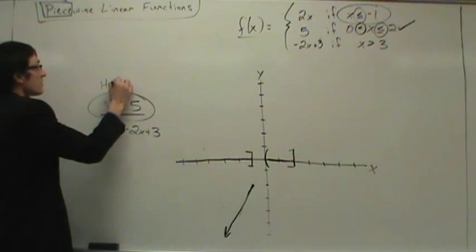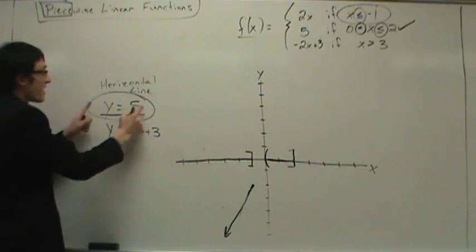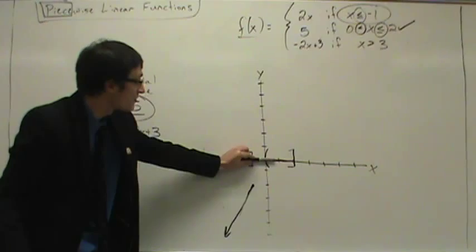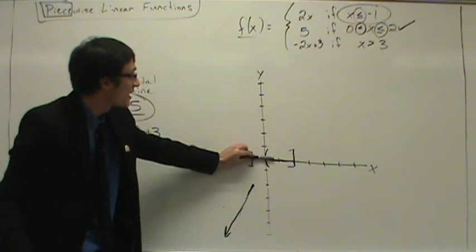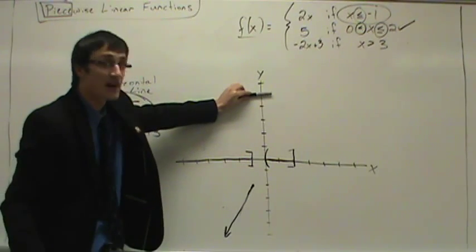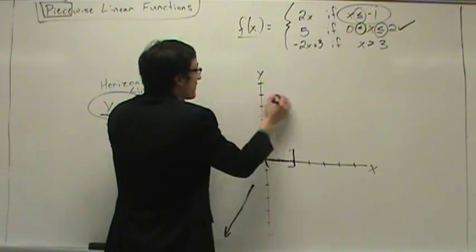This is a horizontal line. A horizontal line where? At 5. So if you put your pencil horizontally on your paper, where do we have to go to get to 5? Do we go down or do we go up? Hopefully you say up. This is y equals 1, y equals 2, y equals 3, y equals 4, y equals 5. Now, we're looking at some sort of horizontal line at 5.